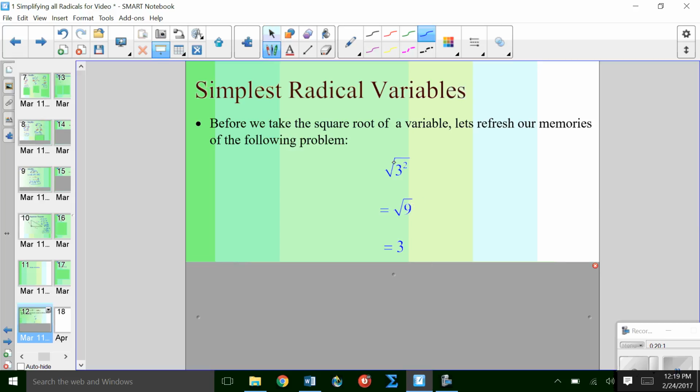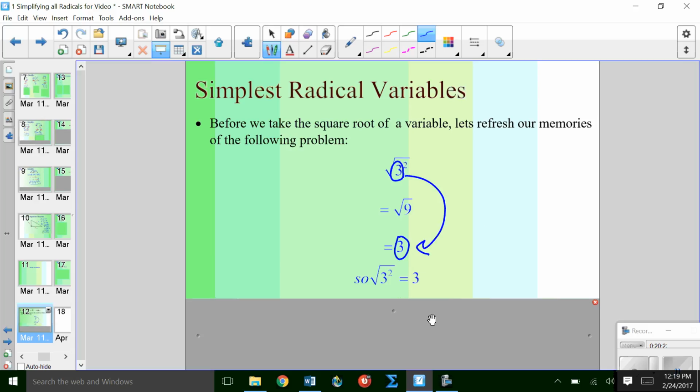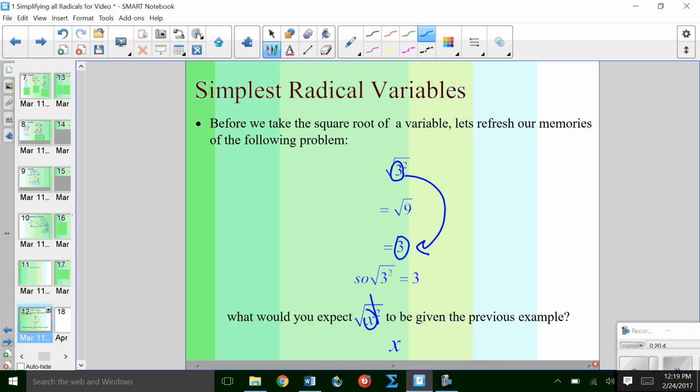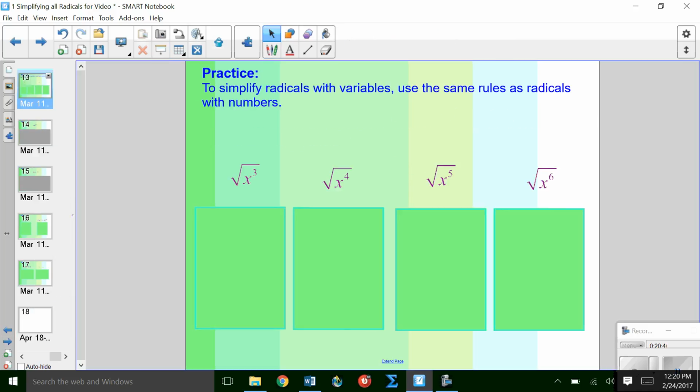So what I hope you notice is that we end up getting the square root of 3 squared as just the base 3 out of the radical. So with this observation, what would we expect the square root of x squared to be? And we kind of just saw it. The square root of x squared should just be x, whatever the base was. And I show this often by the radical and exponent of 2 cancel each other out. So using this, we're going to help us simplify variables with exponents under the radicals.